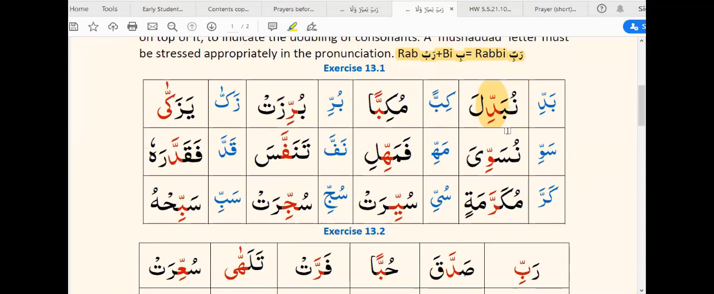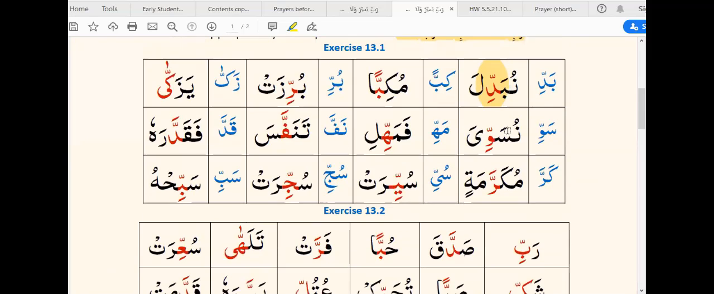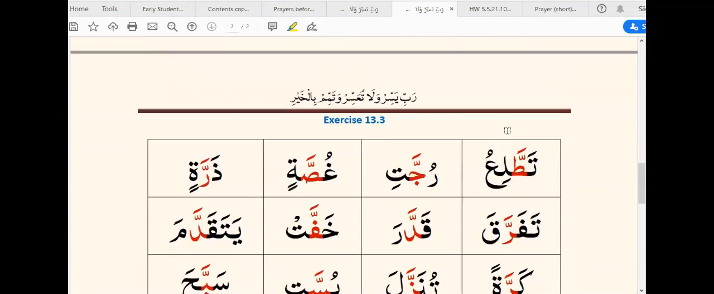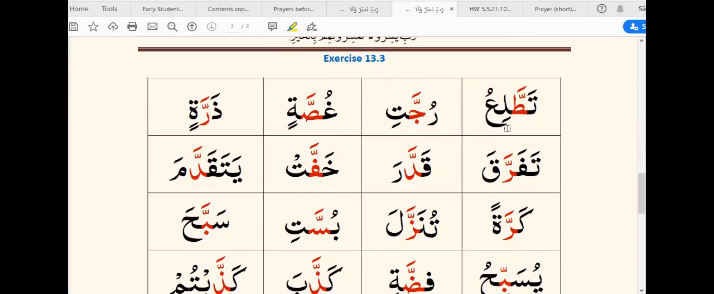Since you have already practiced exercise 13.1 and 13.2 before, we're going to move forward to exercise 13.3 over here. And we're going to practice this exercise.